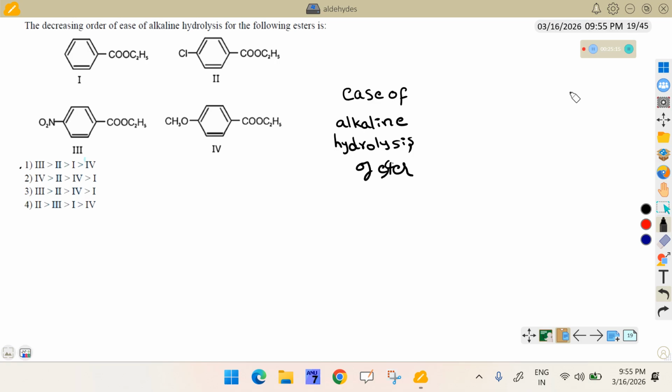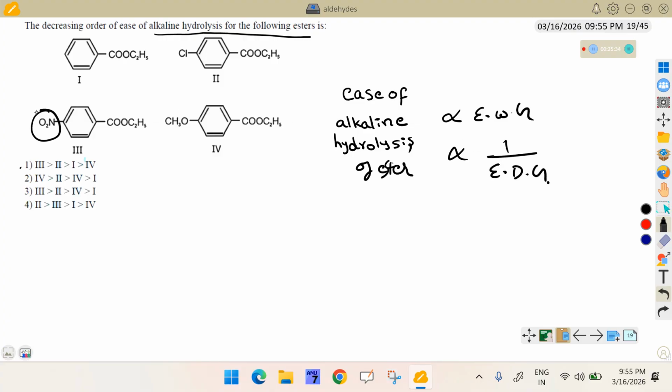This question is also discussed in last video. Alkaline hydrolysis of ester. The ease of alkaline hydrolysis of ester is directly proportional to electron withdrawing group, inversely proportional to electron donating group. NO2 is strong electron withdrawing group, so 3 comes first. And OCH3 acts as strong electron donating group compared with the remaining, so 4 is last. First 3, 4 last. Correct option is first option.